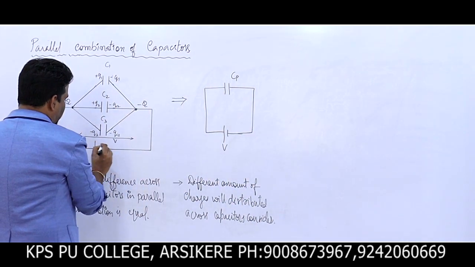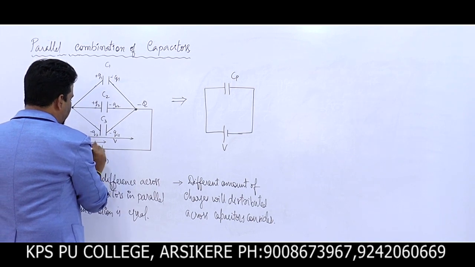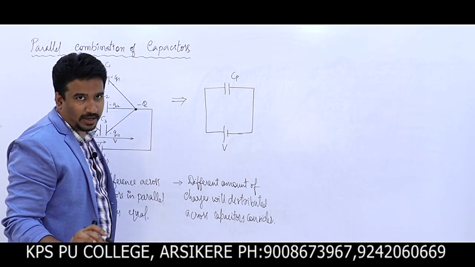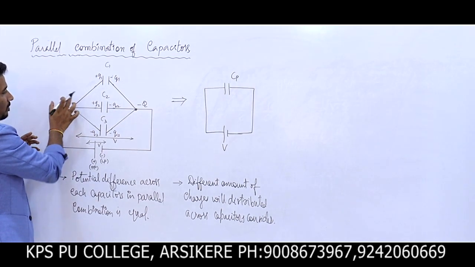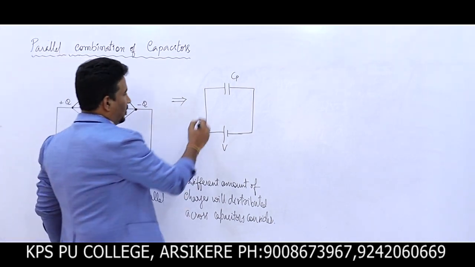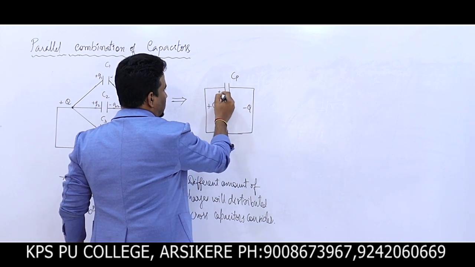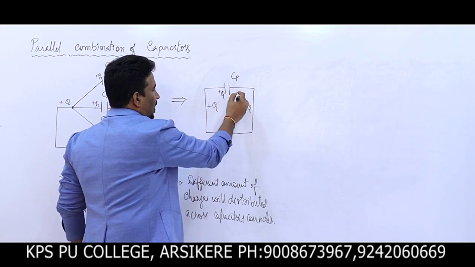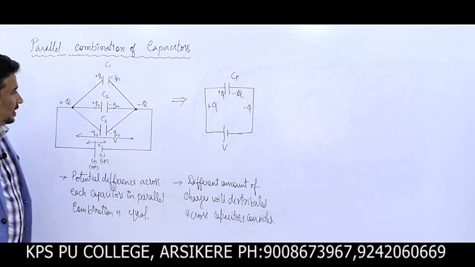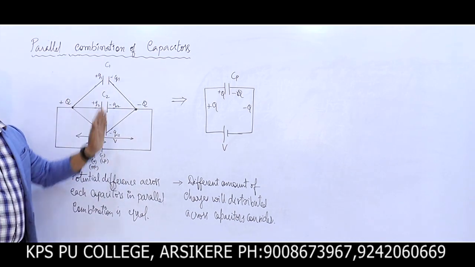Here, what is the potential difference across this battery? That is V. Here also it is V. How much is the charge given here? Plus Q. Here from this side minus Q. So this plate has plus Q, this plate has minus Q, which is equal to the charge given to these capacitors.